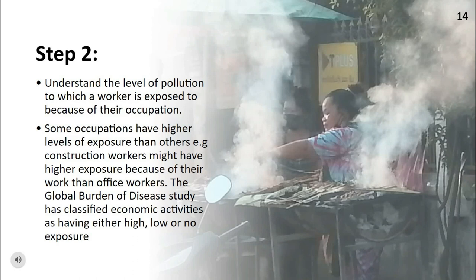The second step is to understand the level of pollution to which a worker is exposed because of their occupation. This can be termed the exposure rate and is different for different economic activities. Exposure rate can be obtained from experimental studies, literature, or the GBD. Experimental studies and literature present measured data from occupational exposure, while the GBD categorizes exposure as either high, low, or none.